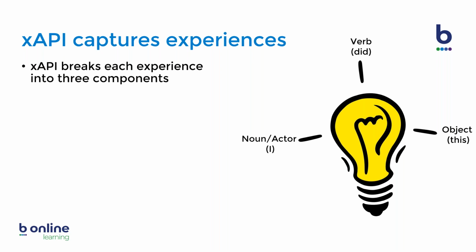So very simply, the I in I did this, or the actor, is the person who is having the experience. So obviously, if we're recording data against what people do, we need to know who is having the experience in order to make that relevant at some point. The did in that statement, I did this, or the verb, is what the experience was. And the this, or the object in the statement, is what was the focus of that particular experience.